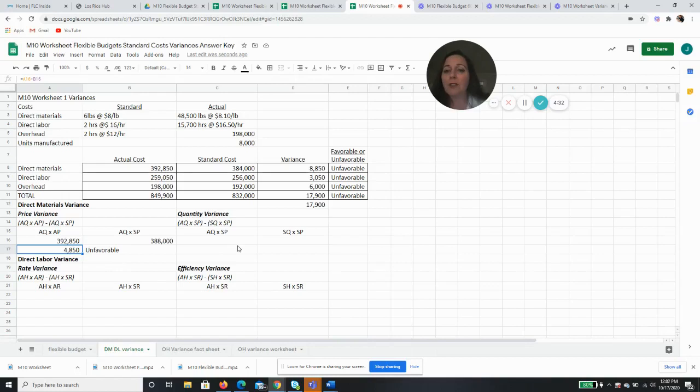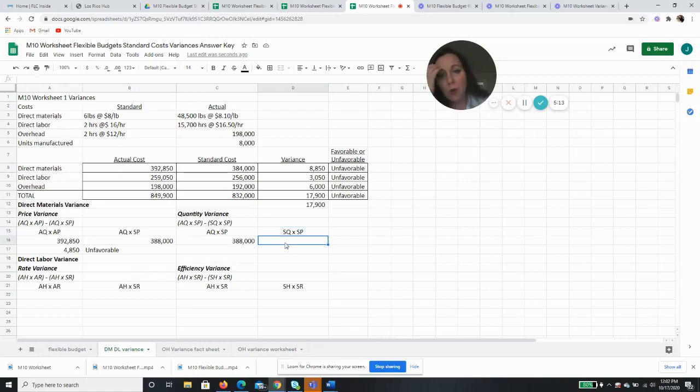Okay? All right, so now our quantity variance. It's going to be actual quantity times standard price minus standard quantity times standard price. So actual quantity times standard price is going to be, we actually used 48,500 times the standard price of $8 a pound, $388,000. So you can see here, these two numbers are the same, right? And that makes sense because we're splitting this apart. So first we kept actual quantity constant, and we looked at the difference in price. Now we're going to keep price constant, so we're going to use the standard price in both of these calculations and compare the quantities used.